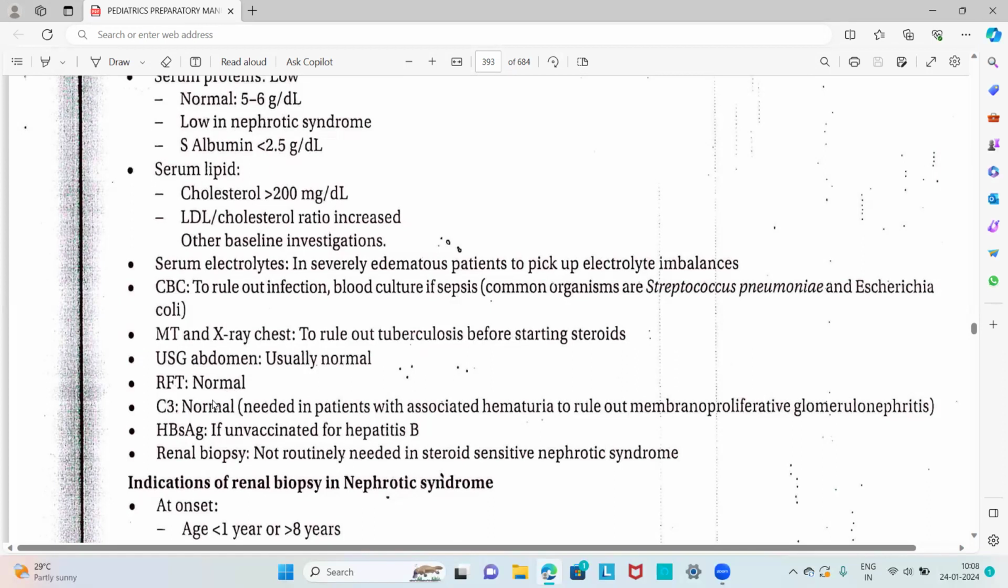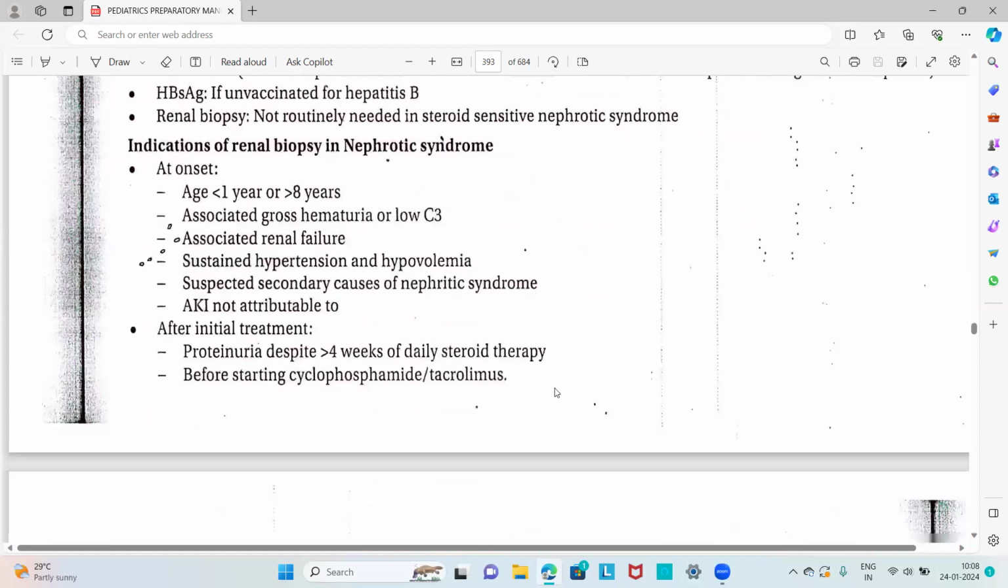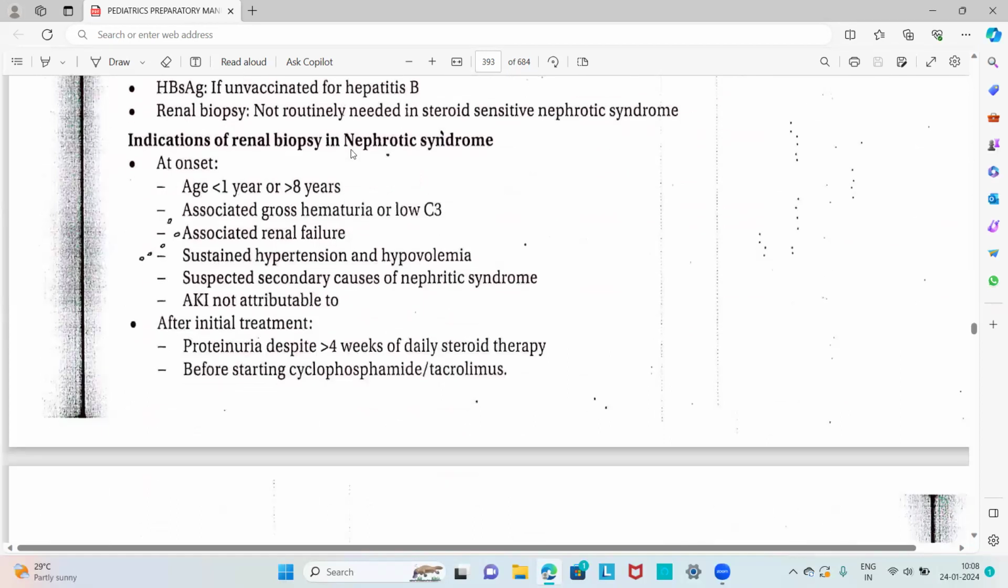C3 is normal in nephrotic syndrome, but in membranoproliferative glomerulonephritis C3 is abnormal. So to rule out membranoproliferative glomerulonephritis, we have to check the C3 level. And HBsAg, if unvaccinated for hepatitis B, we have to look for HBsAg. Renal biopsy is not routinely needed in steroid sensitive nephrotic syndrome, but in steroid resistant cases we have to go for renal biopsy. Then, what are the indications for renal biopsy in nephrotic syndrome?